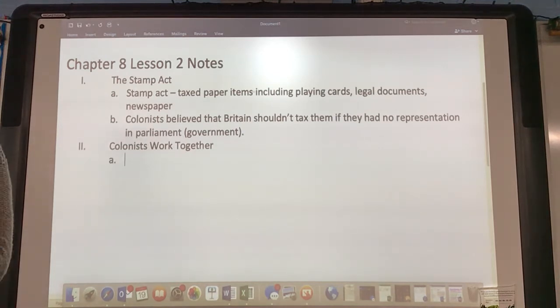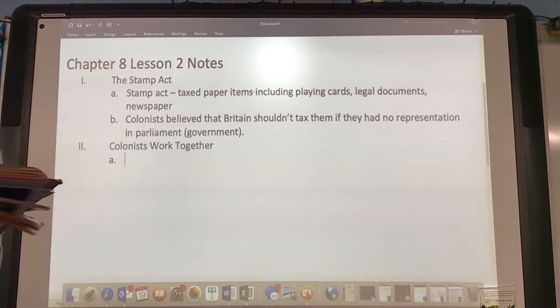All right, colonists work together. I'm on page 304. Many colonists tried to force Britain to take back the Stamp Act. Some wrote letters to Parliament, some chose not to buy taxed goods. Others began to boycott or refuse to buy all British goods. The Sons and Daughters of Liberty. Soon after the Stamp Act was passed, a group of colonists called the Sons of Liberty began to work against it. To most colonists, liberty meant freedom to make their own laws.